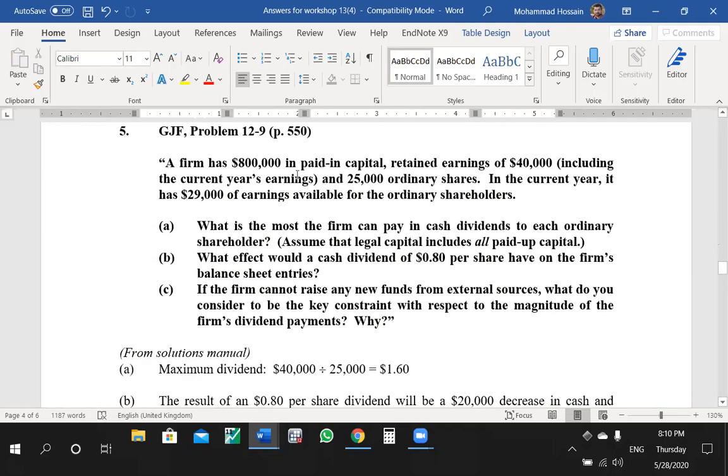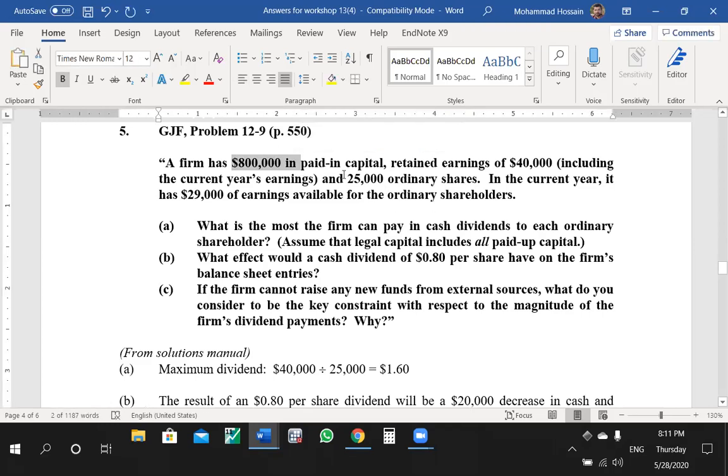A firm has 800,000 in paid in capital, retained earnings of 40,000 including the current year's earnings, and 25,000 ordinary shares. So their capital is how much? $800,000 in paid in capital, and they have 25,000 ordinary shares, and they have $40,000 of retained earnings, including this year's.